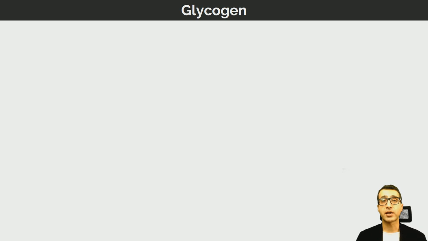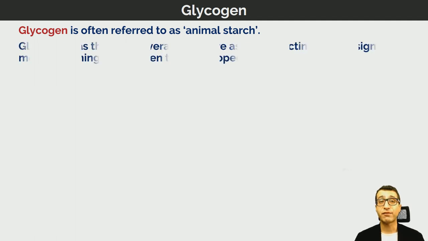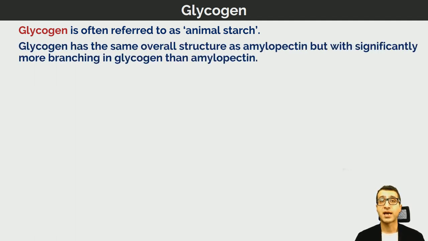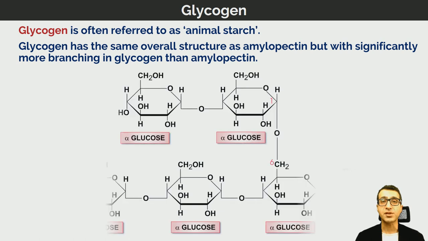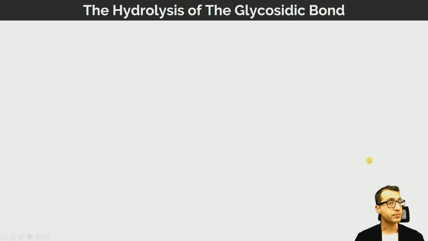So let's have a look at glycogen then. Now, glycogen is often referred to as animal starch because it serves the same function as starch, but in animals. Now, glycogen has the same overall structure as amylopectin, but has significantly more branching than amylopectin. So what we have here is more of these branch points in the chains of glucose molecules.